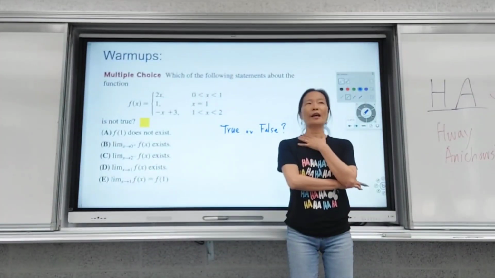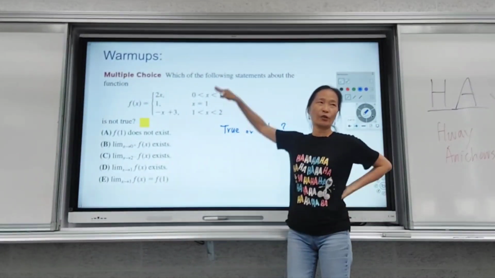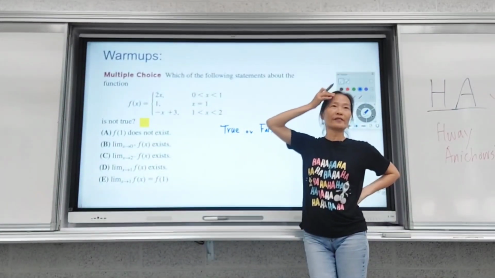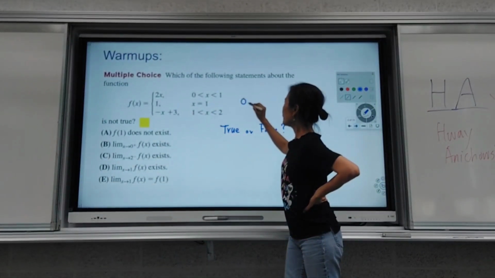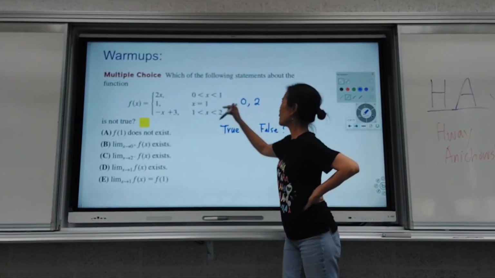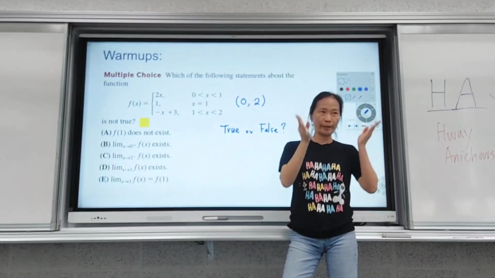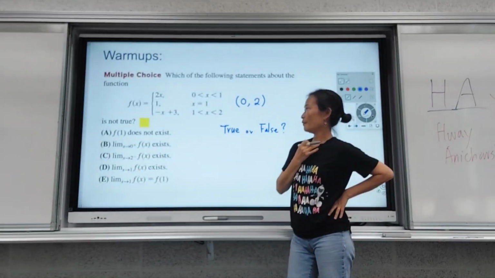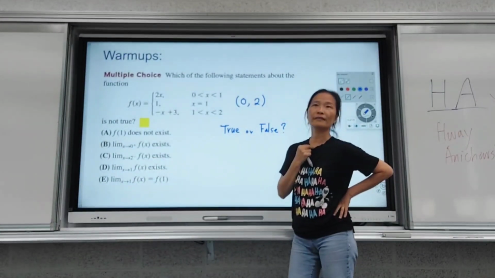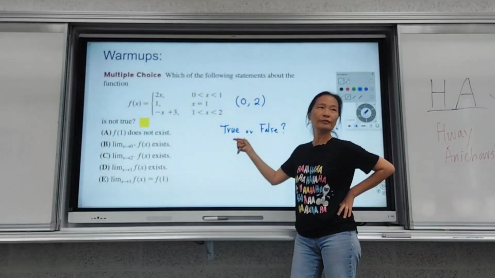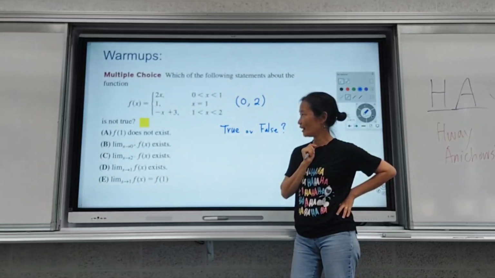Okay, first question I have for you. What is the domain for this f of x, according to this piecewise function? From 0 to 2. Is it inclusive or not? Not inclusive because no equal sign, yes. Every point within this interval, open. Okay, let's look at number one, A. f of 1 does not exist. Is it true? Not true, I see some heads shaking.